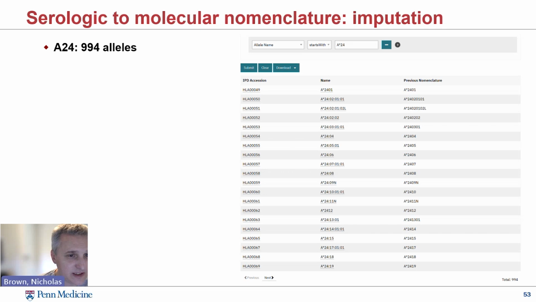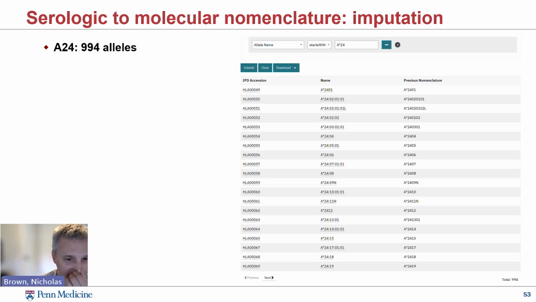I wanted to give an example and talk about imputation, because one of the things that we do in this larger project is we take the serologic resolution and we try to impute which potential allele they might have. So I wanted to give an example here of A24. Let's say that we got from this governmental organization that a donor was typed as A24.